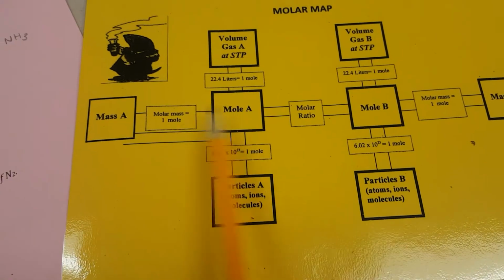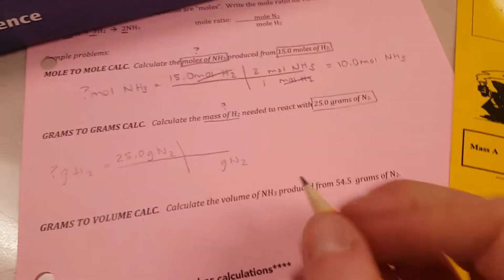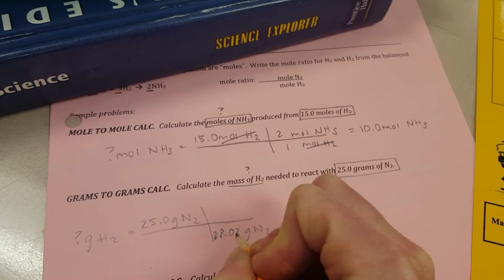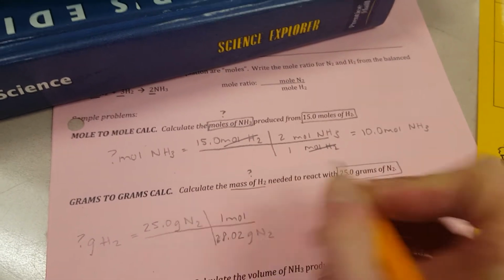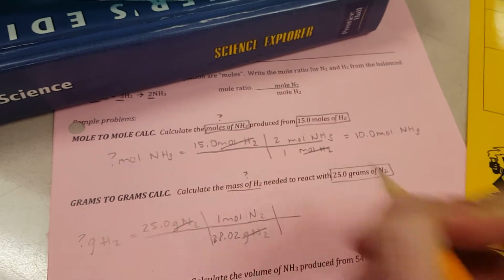So grams, if we look on our mole map, going from grams to moles, first we need our molar mass, which comes from the periodic table. So you find the mass of nitrogen, multiply it by 2, you get 28.02 grams per mole of N2. Make sure you label everything.